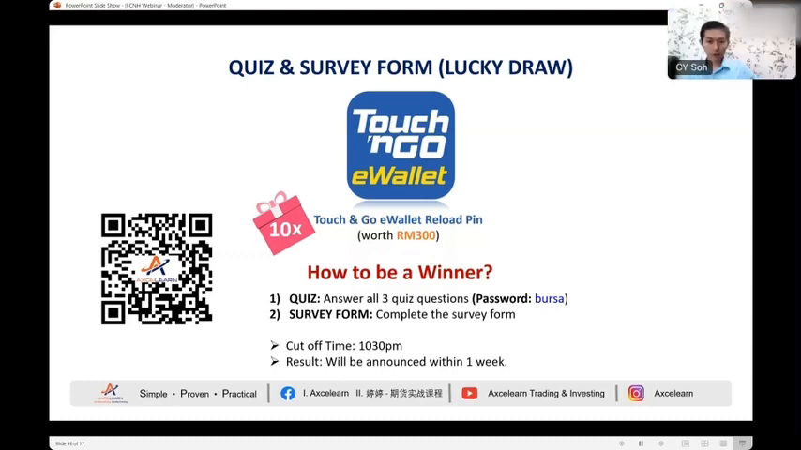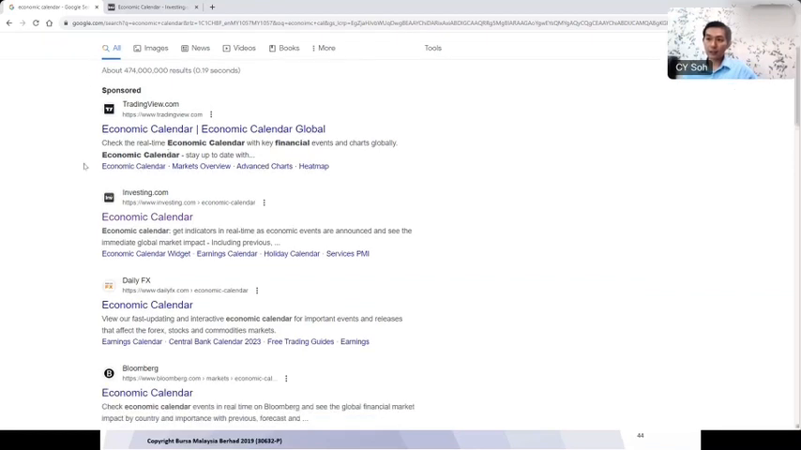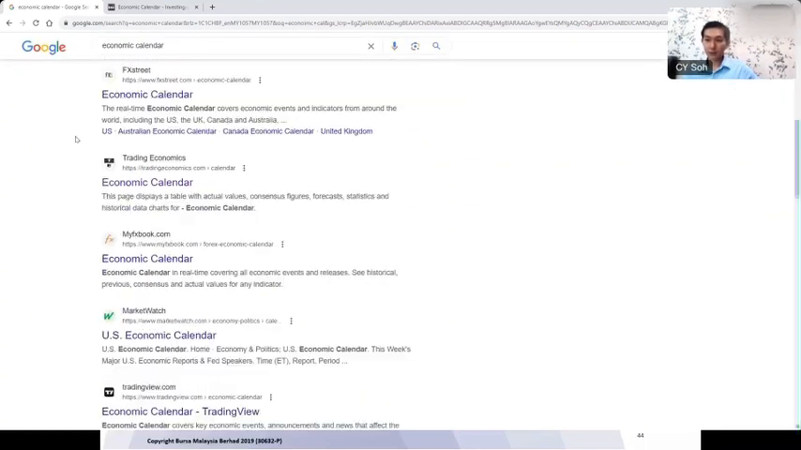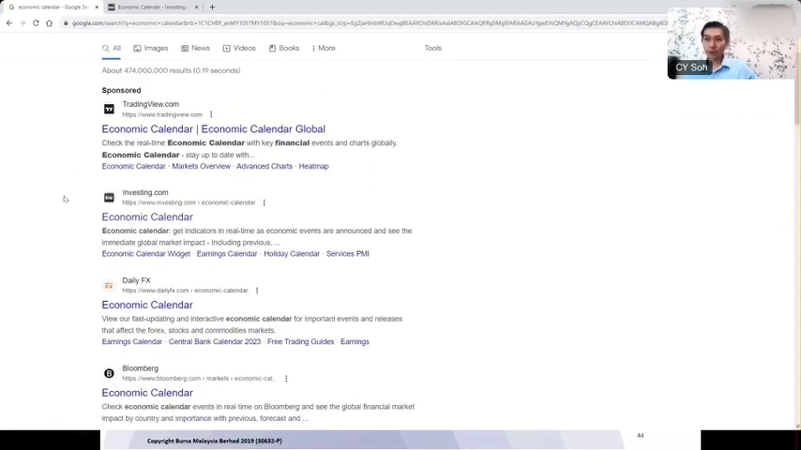Okay, sure. Let me share my screen here. Okay, here you can see that when you type in the keyword economic calendar, there will be tons of resources that you can actually look at. Most of the time I will look at the top 3 or the top 4.